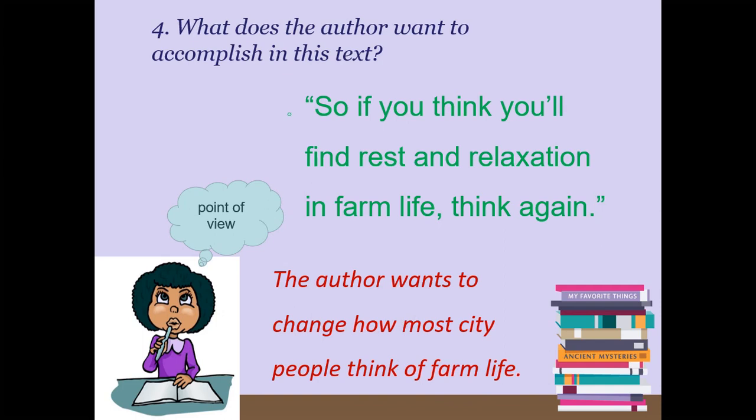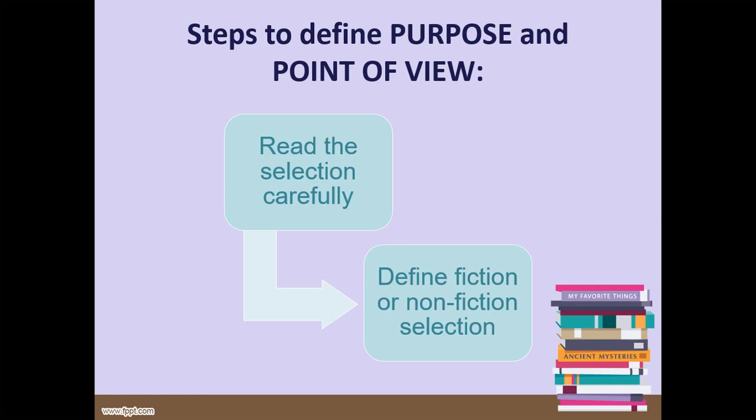You see here, the author's purpose is to change how city people think about farm life. So now you are ready to determine an author's point of view or purpose in a text and explain how it's conveyed. Now let's move to the steps to define the purpose and point of view. The first step is to read the selection carefully, because you need it to define the purpose first of all, then the point of view of the author. Then, while reading, try to differentiate the purpose and point of view.